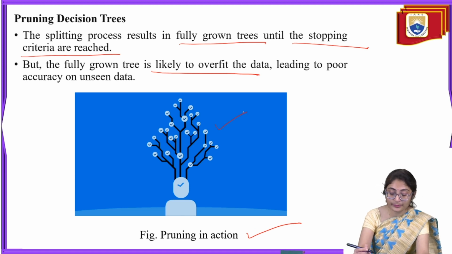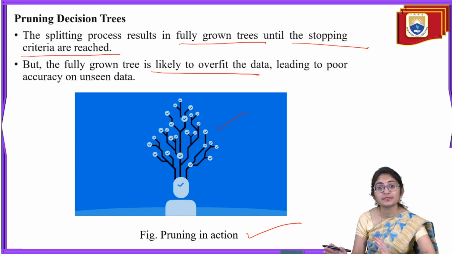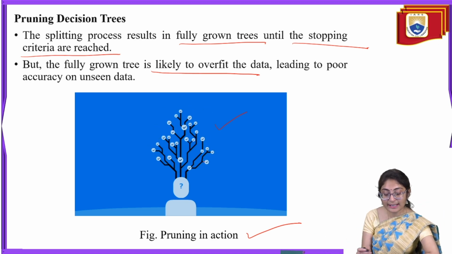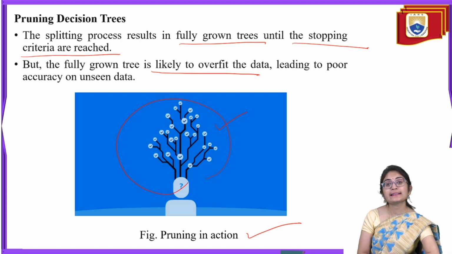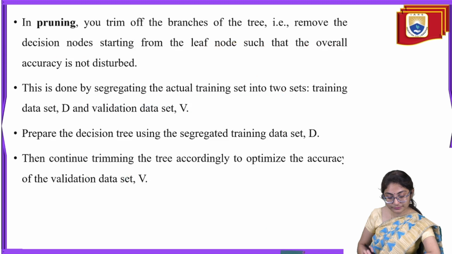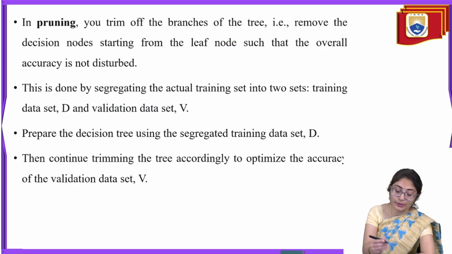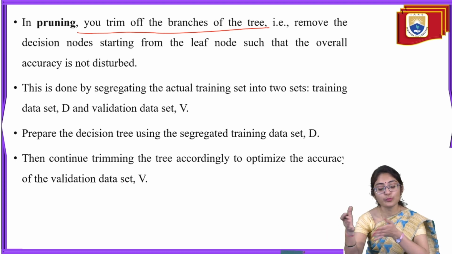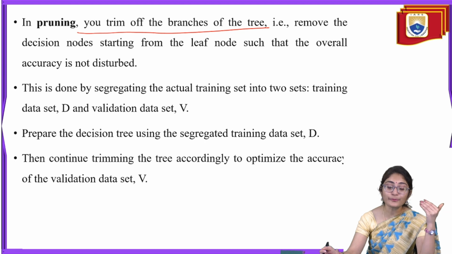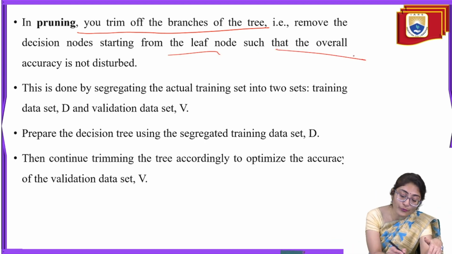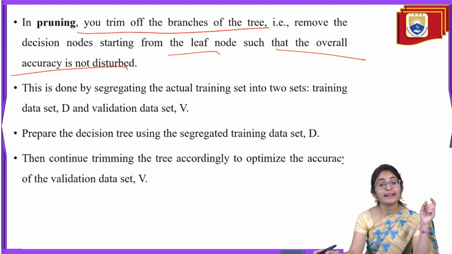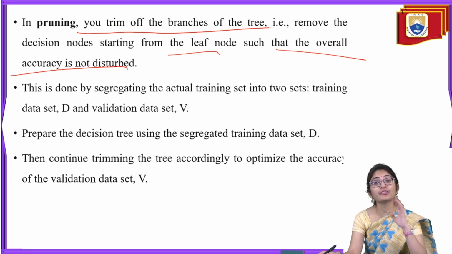Now it is your fully grown tree. After some time, it will reduce some nodes. That means this is your pruned tree. Actually, in pruning, you trim off the branches of the tree. That means you are removing your decision nodes starting from the leaf nodes such that overall accuracy is not disturbed. That means you will remove only those nodes which are not very usable, and it will not affect your result.